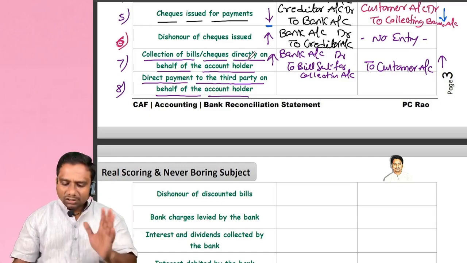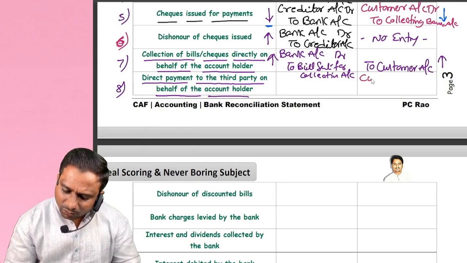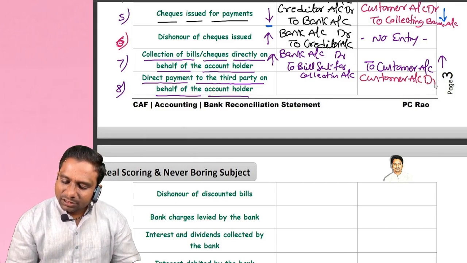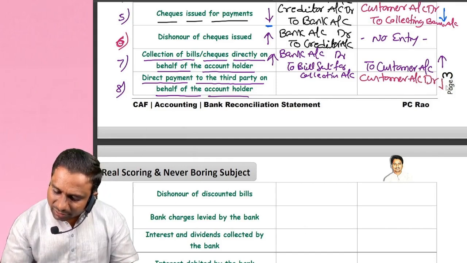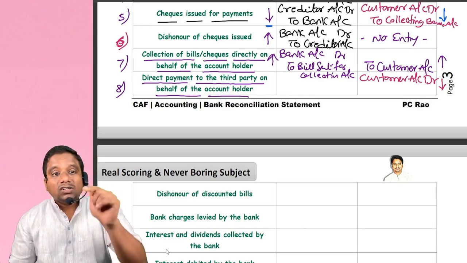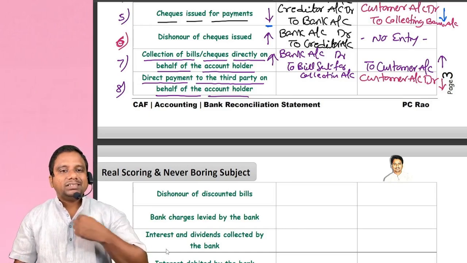Is it clear? In that case, the bank debits the customer account directly, so that our bank balance gets decreased. Observe. Who is recording this transaction? First, the bank is recording. See, we just give instruction.